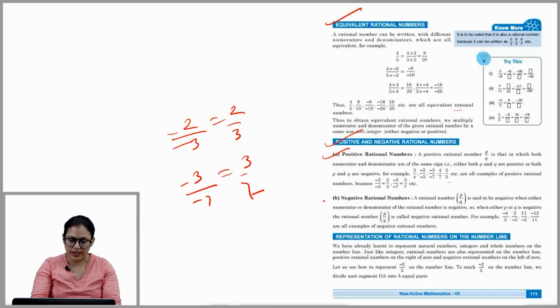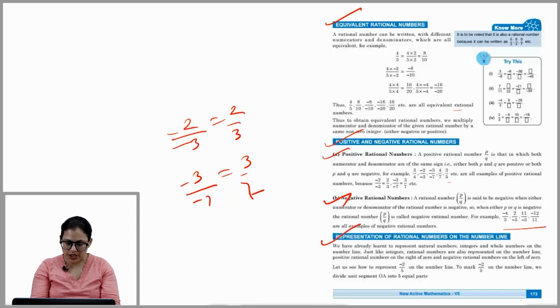B. Negative rational numbers. A rational number p by q is said to be negative when either the numerator or denominator of the rational number is negative. So, when either p or q is negative, the rational number p by q is called a negative rational number. For example, these are all examples of negative rational numbers.